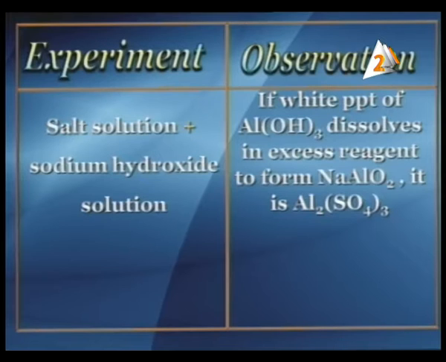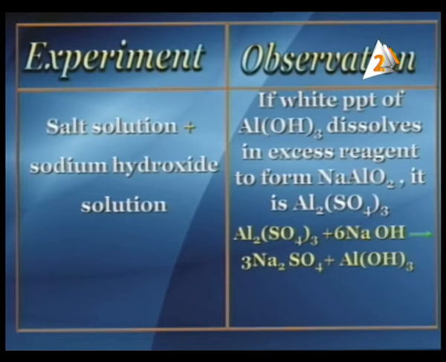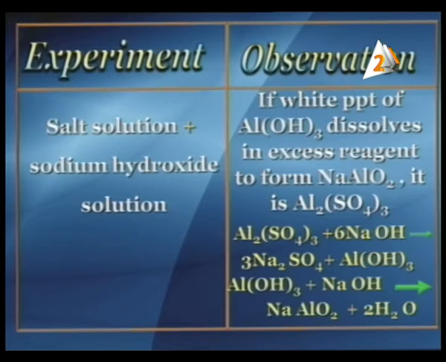While with aluminum, if white precipitate is formed of aluminum hydroxide that dissolves in excess of reagent, it forms sodium meta-aluminate, so it is aluminum sulfate. As the equation proceeds on the screen, aluminum sulfate plus sodium hydroxide gives sodium sulfate and aluminum hydroxide, which is white gelatinous precipitate, that reacts with excess of sodium hydroxide, giving soluble sodium meta-aluminate, and water is produced.